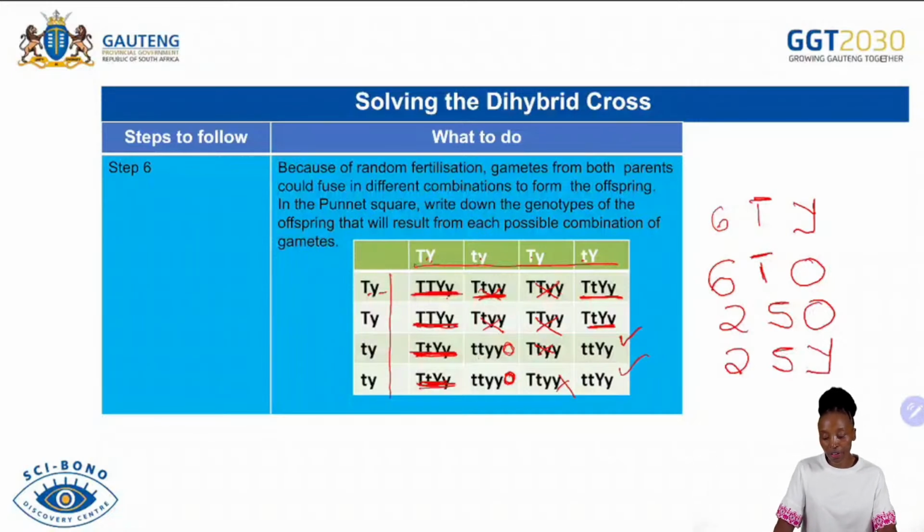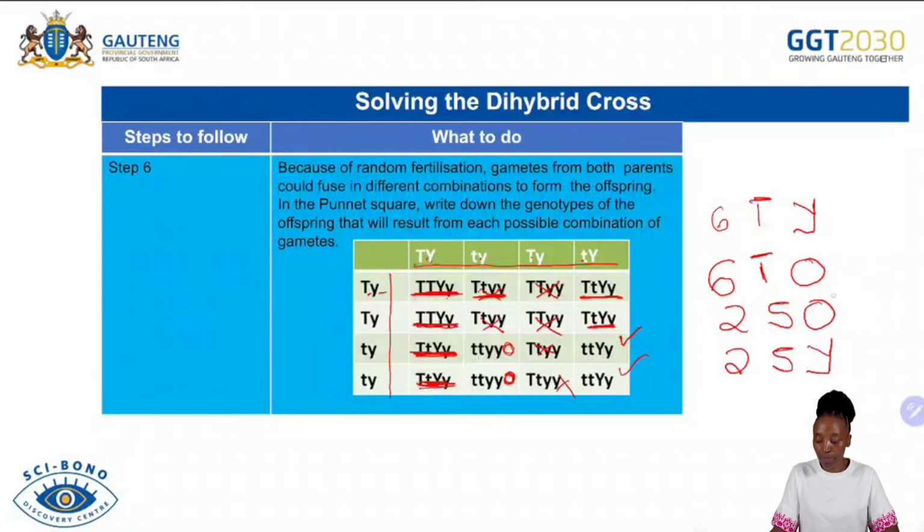So the phenotypic ratio here will be 6:6:2:2, because we have 6 that are tall and yellow, 6 that are tall and orange, 2 that are short and orange, and 2 that are short and yellow.